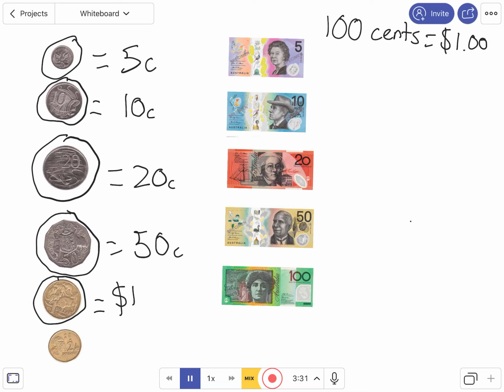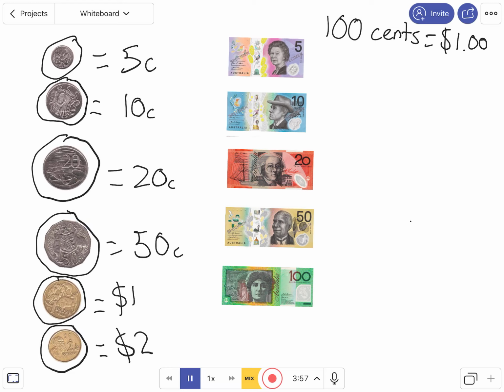The last coin is smaller in size and is very similar to the 5 cents piece. However, it is gold and has a famous Indigenous Australian on it. The value of this coin, while still small in size, is worth the most out of all of the Australian coins. I'm circling that coin now, and it has a value of $2. That's all of the coins.